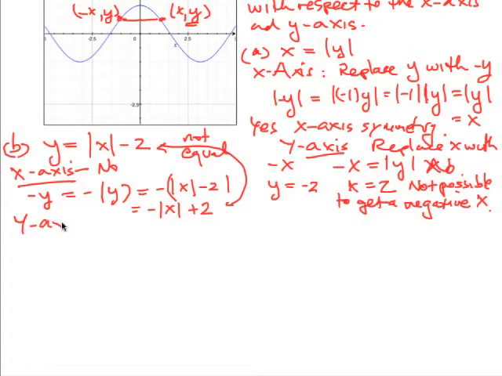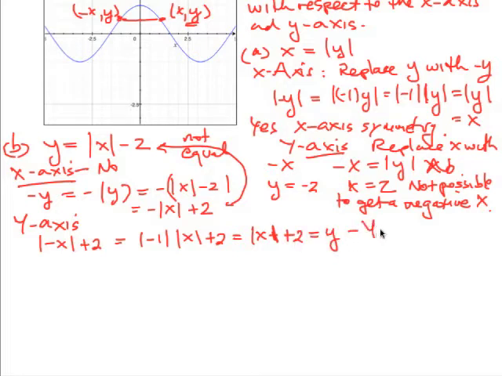What about the y-axis? Then what do we do? Replace x with negative x. So I have the absolute value of negative x minus 2, which is actually equal to the absolute value of x plus 2, since the absolute value of negative 1 is 1, so it's negative x plus 2, which of course is y. We get the same thing, so yes, we do have y-axis symmetry.